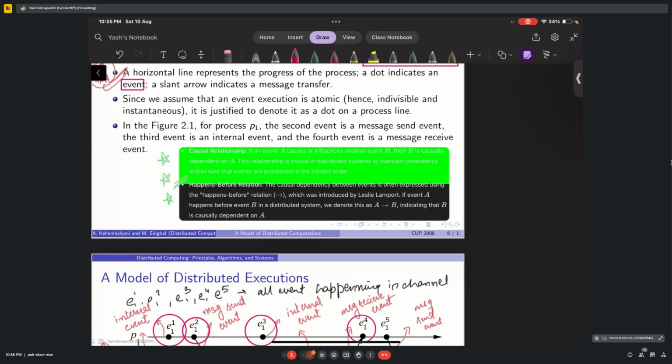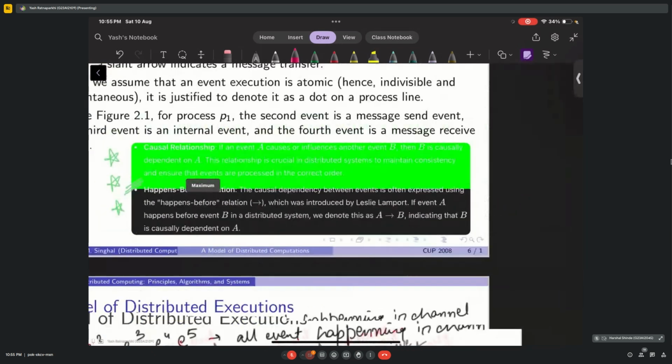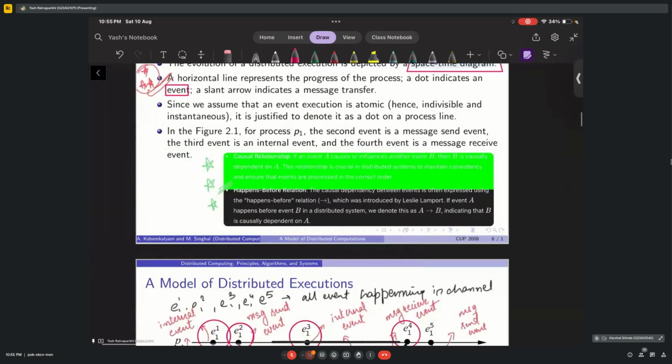Okay, one thing you might have heard from sir also, the name Lamport. There was a scientist named Lamport, and he created a relation called happens before. What does happens before mean? Something is happening before something else, so A gives B. In Lamport's terminology, A is happening before B. Nothing more than that. This is the happens before relationship.